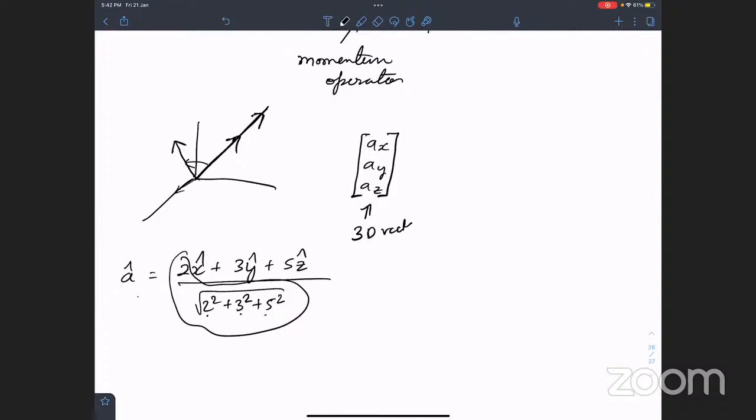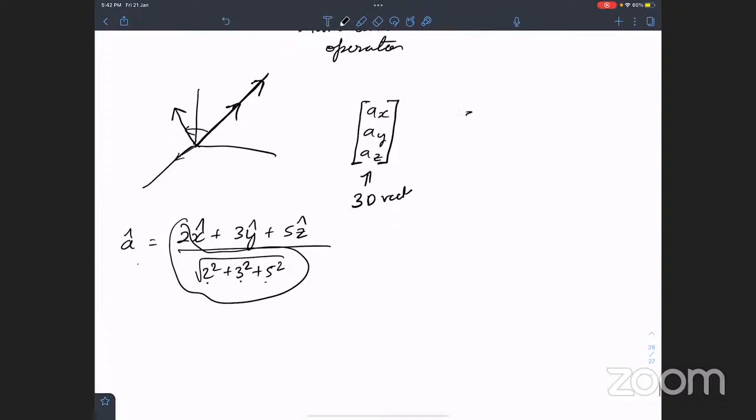What is the operation that takes a vector in three-dimensional space and converts it into some other vector? I put it to you that such an operation is basically matrix multiplication. So if I take a 3 by 3 matrix of some kind and I multiply by ax, ay, az, this is 3 by 1. This is 3 by 3, 3 by 1 should give me an answer as 3 by 1.